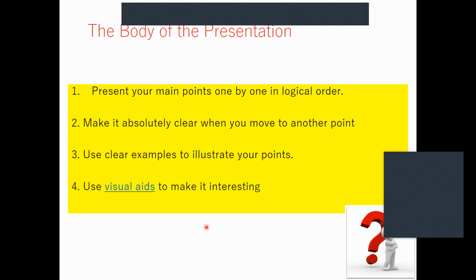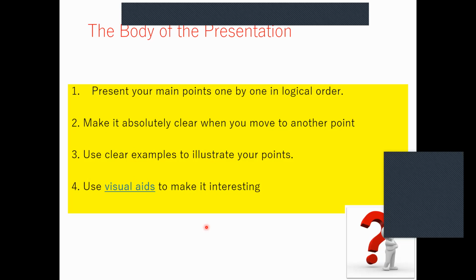Number two, make it clear when you move to another point. This is something very important in the results section. Just make clear that I am moving from this point to another point, okay?